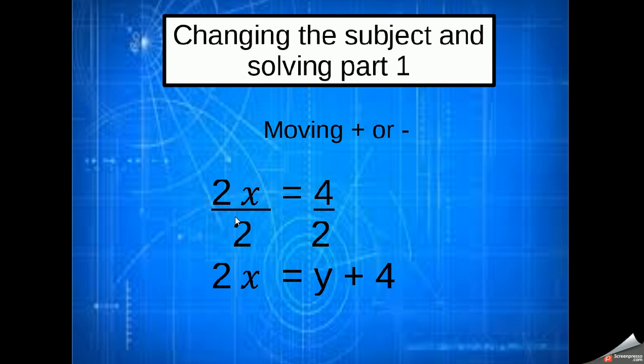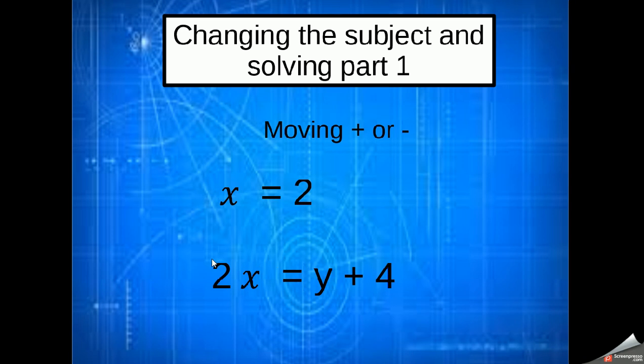Or if I had 6 chairs and I divided by 6, I'd have 1 chair in each group, and so on. But because I've divided the left side by 2, I've also got to divide the right side by 2. The 2's cancel off on the left, leaving me with an x, and 4 divided by 2 is 2, so there's my answer, x is equal to 2.